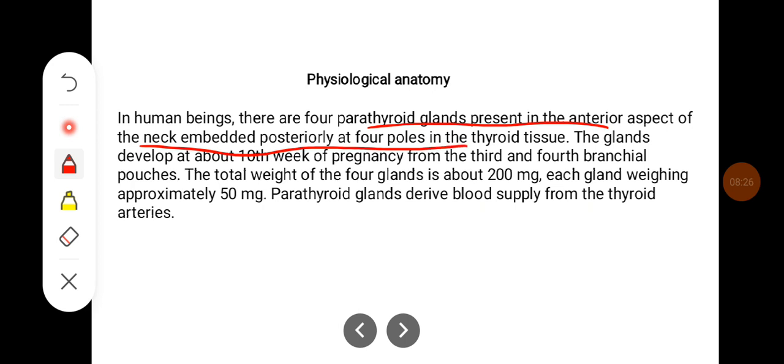poles in the thyroid tissue. The parathyroid glands develop about the 10th week of pregnancy and from the third and fourth branchial pouches. The total weight of the four glands is around 200 milligrams, each gland weighing approximately 50 milligrams. Parathyroid glands derive blood supply from the thyroid arteries.